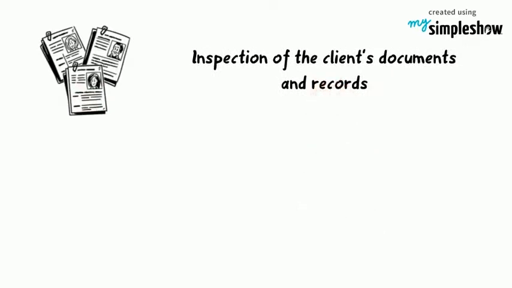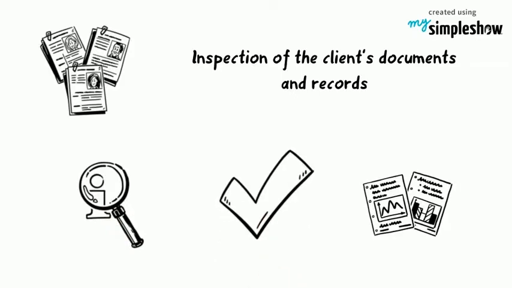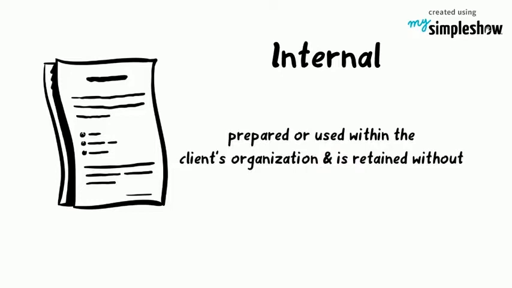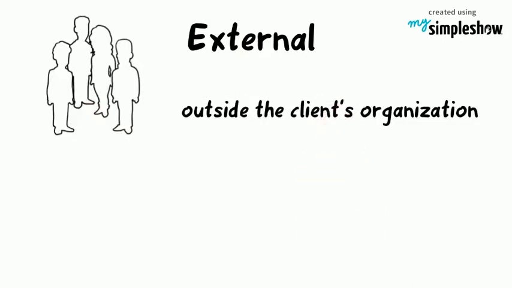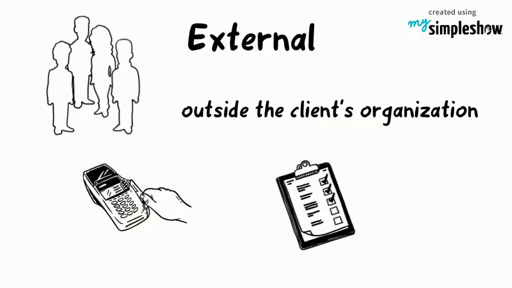Thirdly, documentation. It is the auditor's inspection of the client's documents and records to substantiate the information that is, or should be, included in the financial statements. The documents can be internal, which means they have been prepared or used within the client's organization and are retained without going to an outside party. Or they can be external, where they have been handled by someone outside the client's organization who is a party to the transaction being documented, and are either currently held by the client or readily accessible.